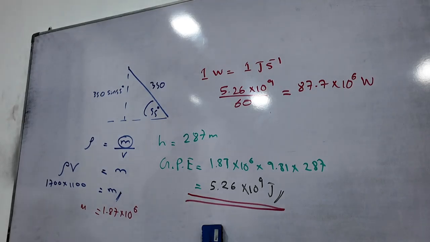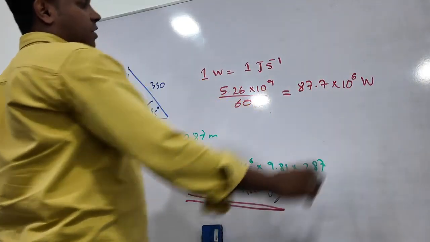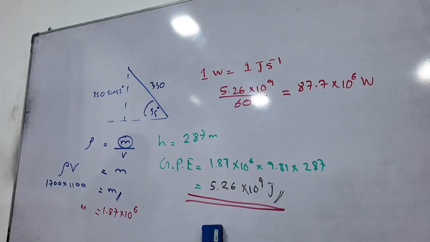Let me just check. Yes. 87.8 megawatts. Correct. That is the answer. Instead of 10 to the power 6, you can write this as megawatts. Correct. And how have you taken the answer?